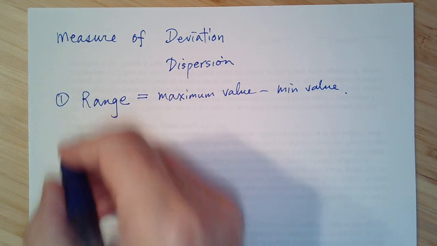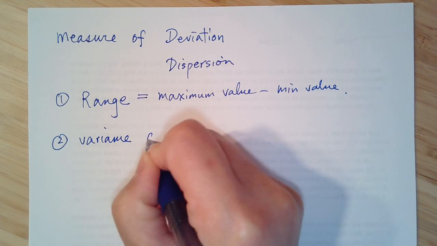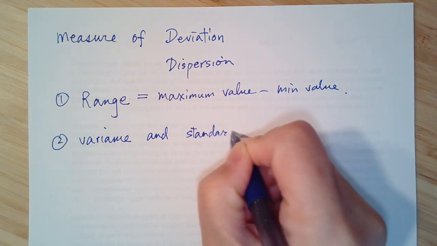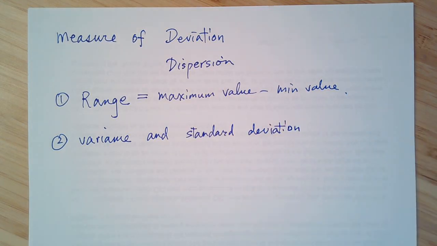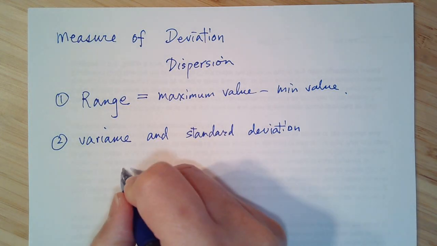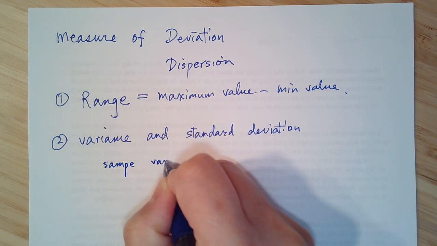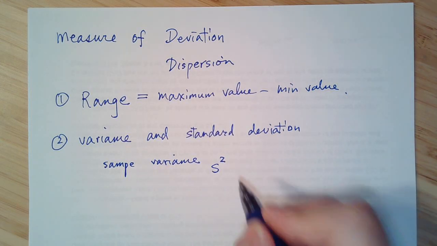The next one is variance and standard deviation. I have to say standard deviation is the most important measurement of variation. Now, how should we do that? I can give you the quick formula and then I'm going to explain it, okay? For sample variance, we use S squared to show that.